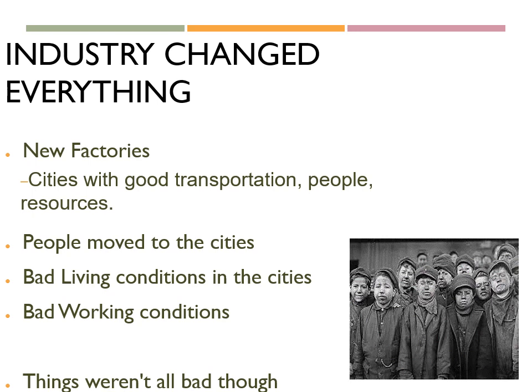And one of them was there were new factories, and these factories were set up in places with good transportation, cities that had good transportation in them, so like canals or rivers were close by, railroads, things like that, a lot of people and good resources that they needed to make the things with. And what ended up happening is people wanted the jobs, and so they moved to these big cities. And the cities got really, really full, and actually they got over full, and so there were really bad living conditions in the cities.